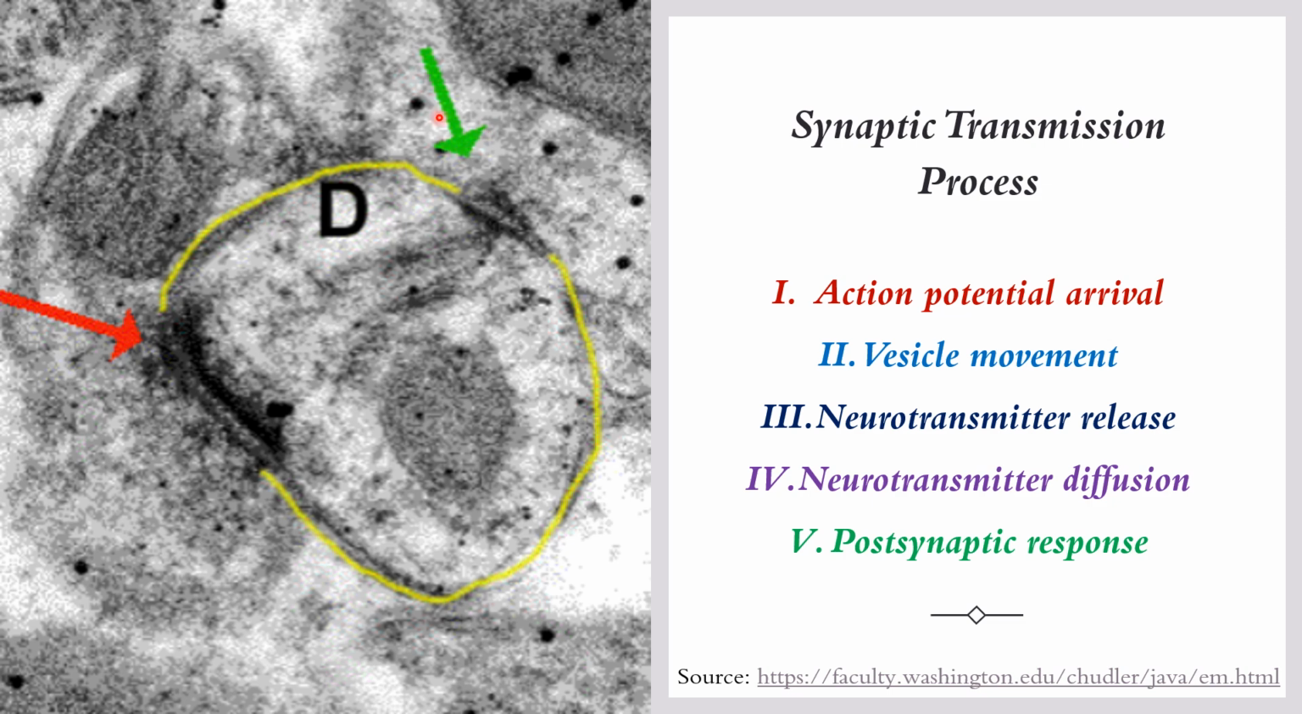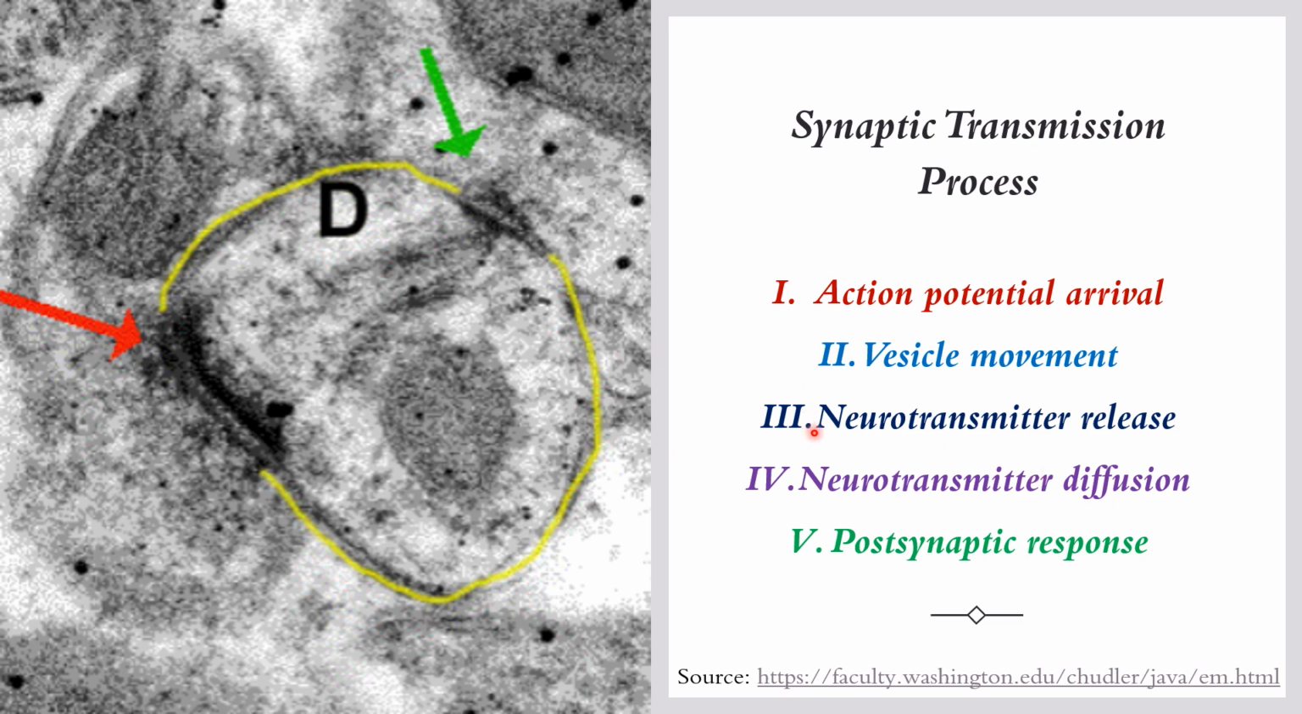And with the green arrow another synapse is represented. Here I mention again the synaptic transmission process, and we have 5 stages of the synaptic transmission. The first stage is the arrival of the action potential. An action potential travels along the presynaptic membrane. The second stage is vesicle movement. The action potential will trigger the vesicle movement towards the presynaptic membrane.